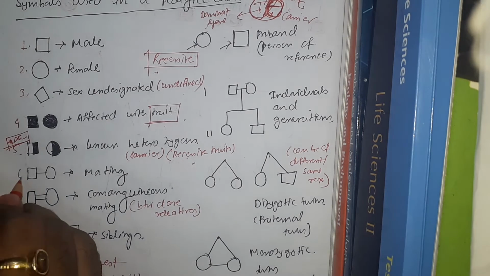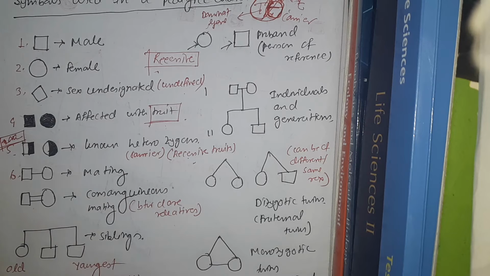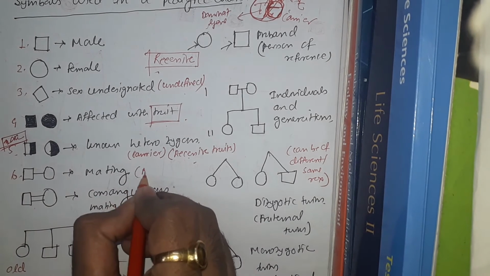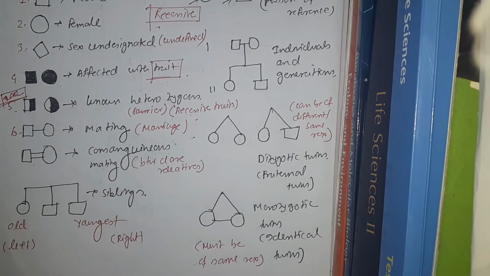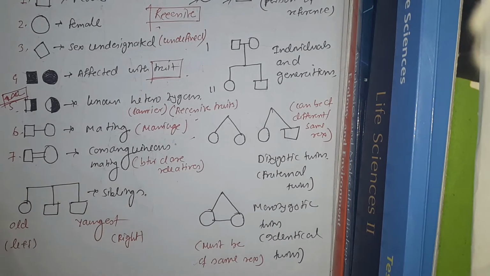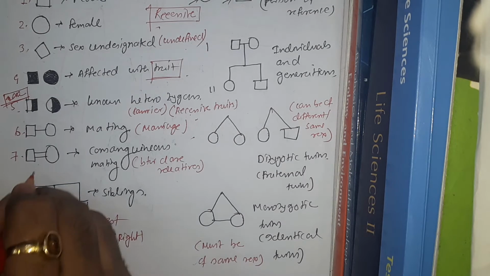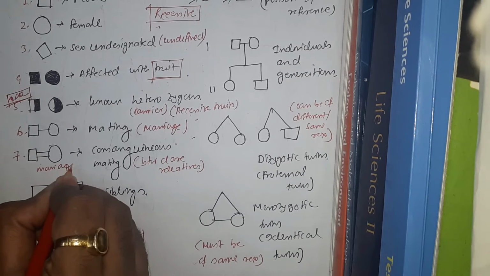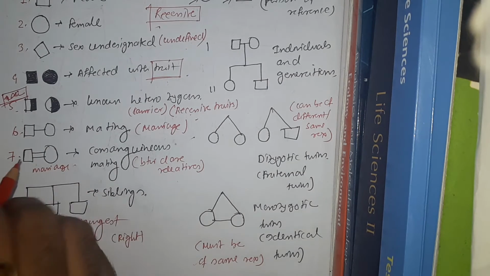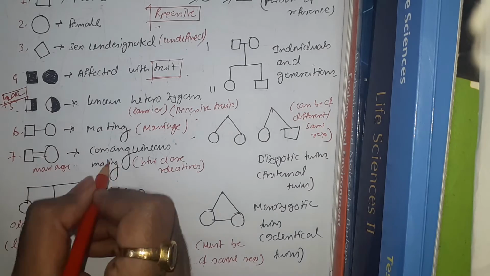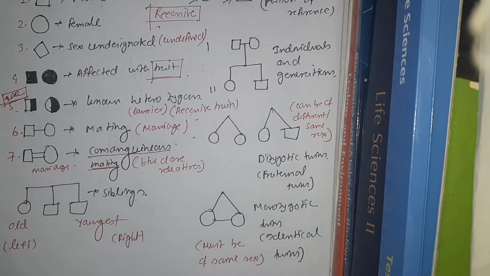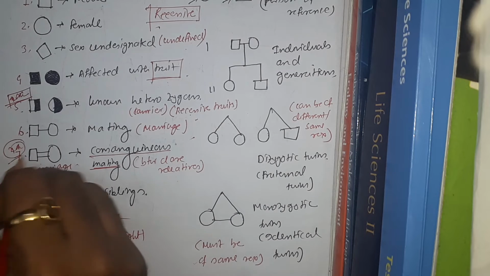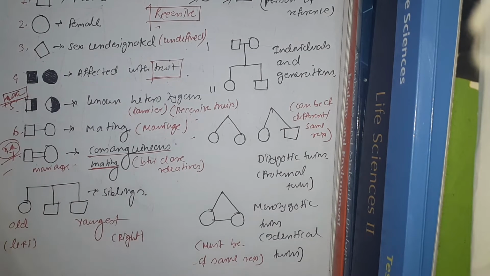Now the sixth symbol simply tells us about a mating, or you can say a marriage, going on between a male and female, and after that they will have children. The seventh symbol simply tells us that marriage is going on between close cousins. Whenever we are considering a marriage between close cousins, we will use something like that. And the biological term for that is consanguineous mating. This is important for MCQs, not for CSIR NET, but for GATE, ICMR and that type.